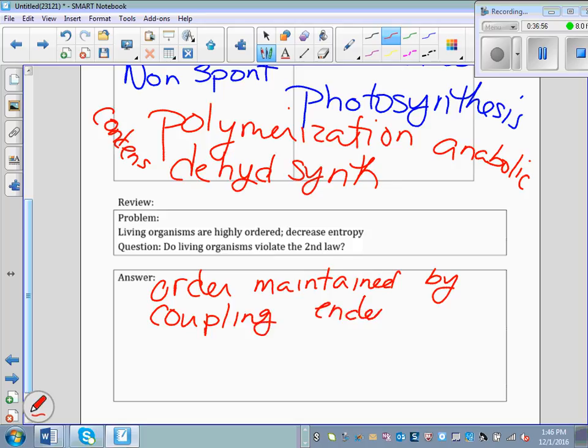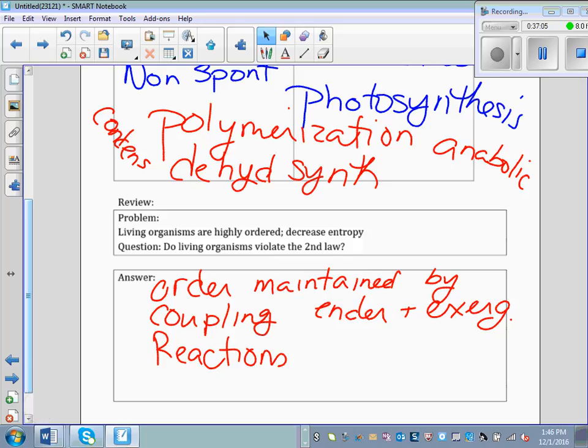endergonic and exergonic reactions. What do I mean by that? They work together. The storage of energy from endergonic powers the exergonic. The release of energy from exergonic powers the endergonic. We use them together as a cycle. We like cycles. Cycles are good.